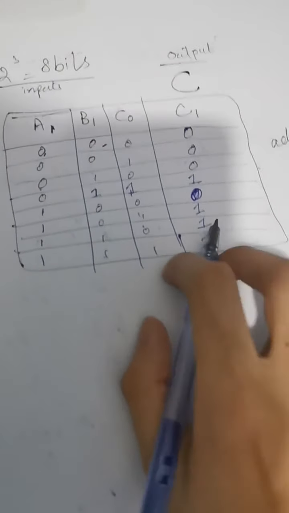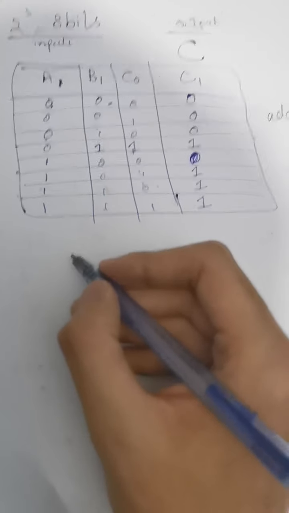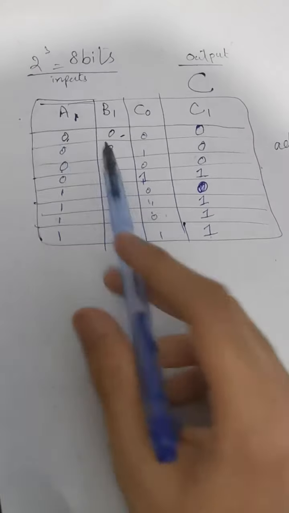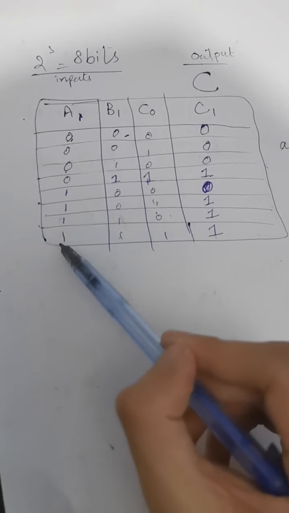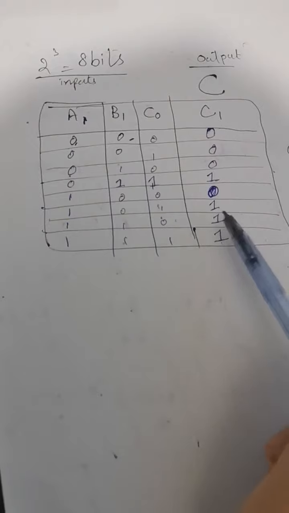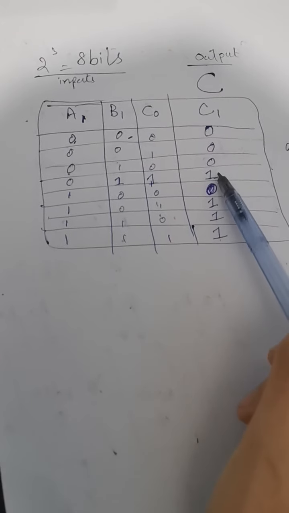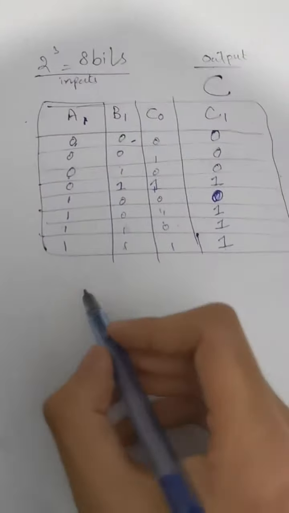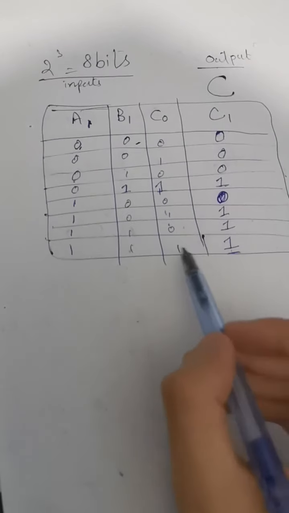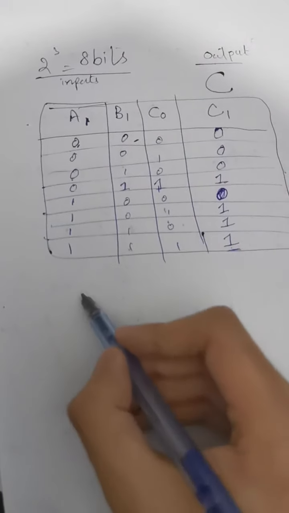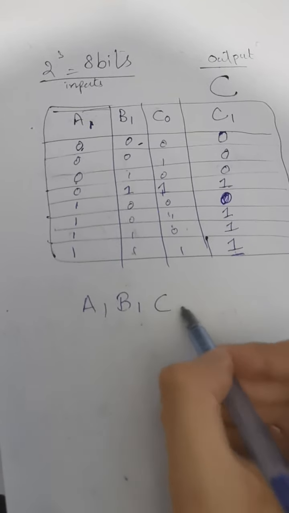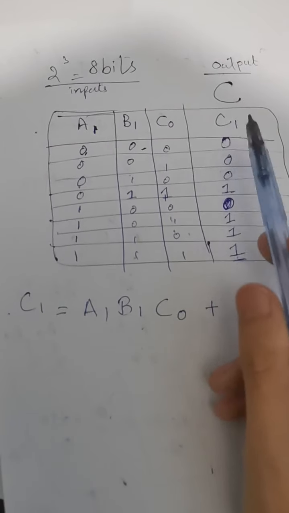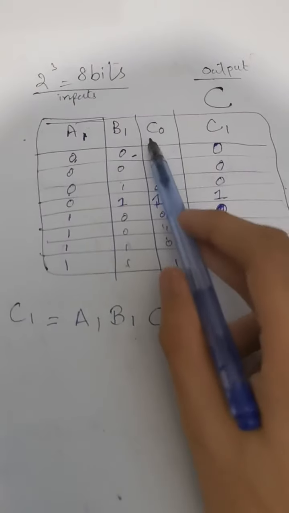Okay, so for equations, if we have 1 in the output, and all the inputs in that row are 1, then we will write A1, B1, C0 as they are, without a bar. But if we have a 0 in an input and the output is 1, then that variable is written with a bar. For example, A1 will be written as A1 bar. So let's make equations. For the last term, the output is 1, so the result will be A1, B1, C0. Plus, and remember that this is our C1 equation. We're going to make sure that C1 is dependent on the C0 term, and we're going to prove that.